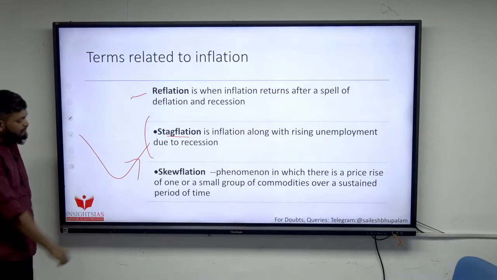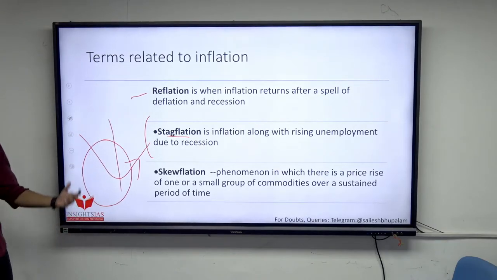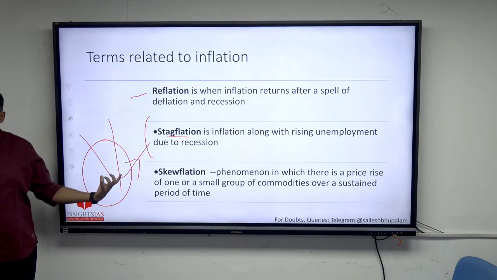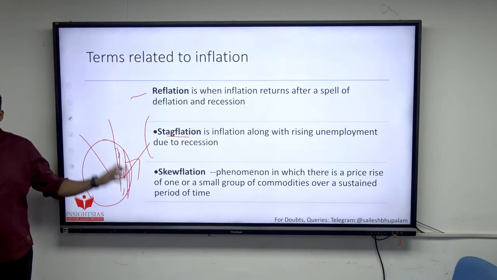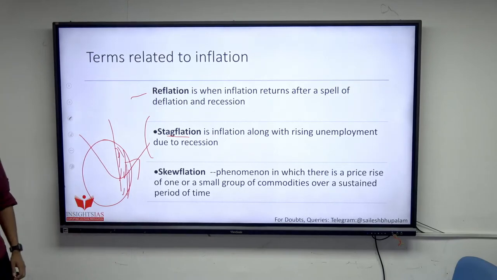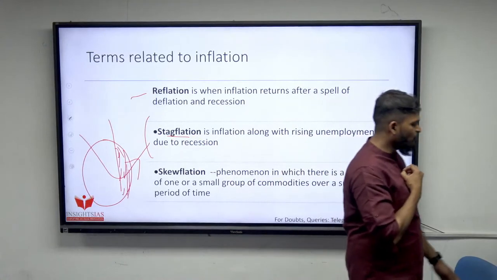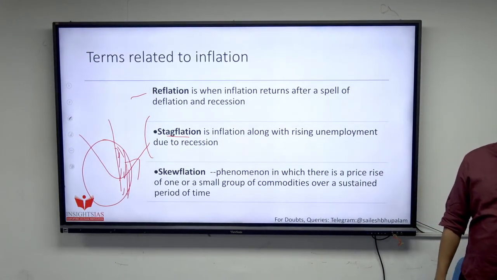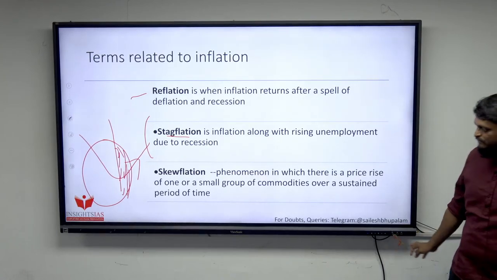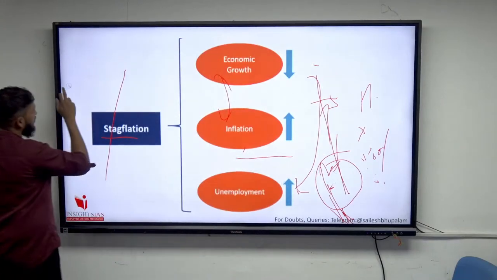Skewflation is very simple. Skewed means what? Skewed is imbalanced. We don't have inflation in all general goods. Only a section of types of goods has become costly. That is what we call skewflation. Sometimes it is only food products, sometimes only electronic goods, could be because of some raw material price increase. This is what we call skewflation. You understood this? Any questions so far?